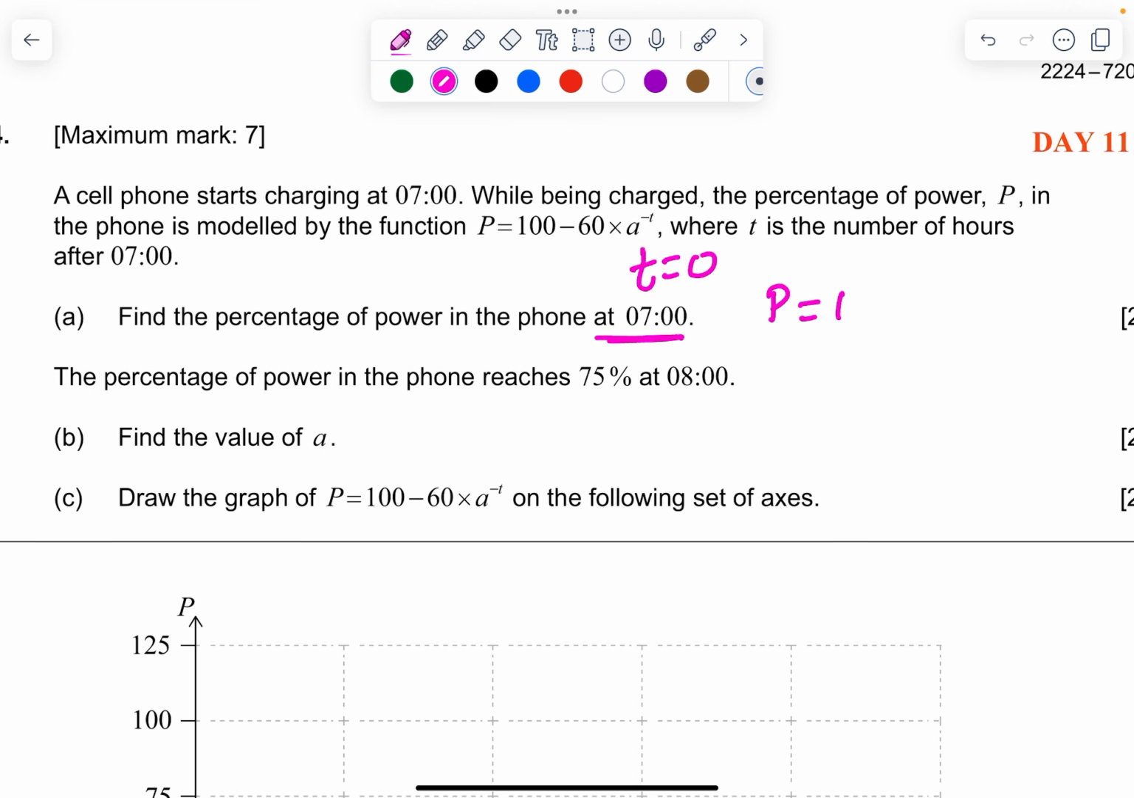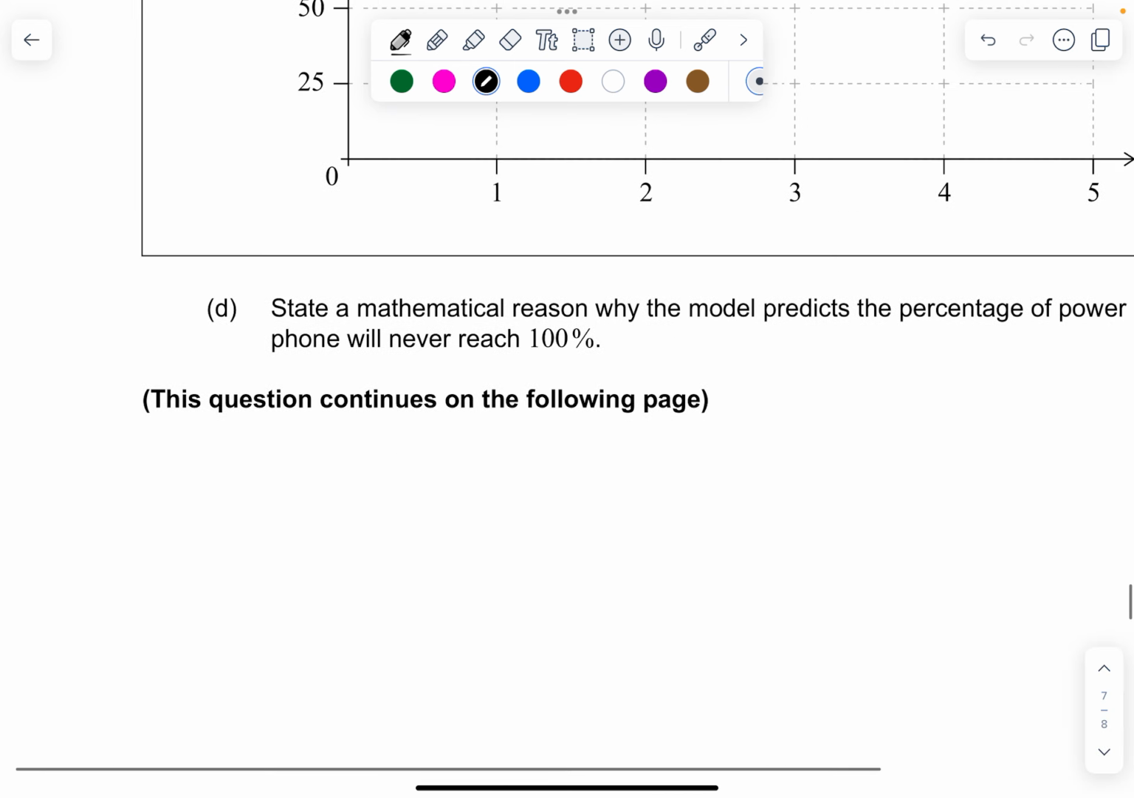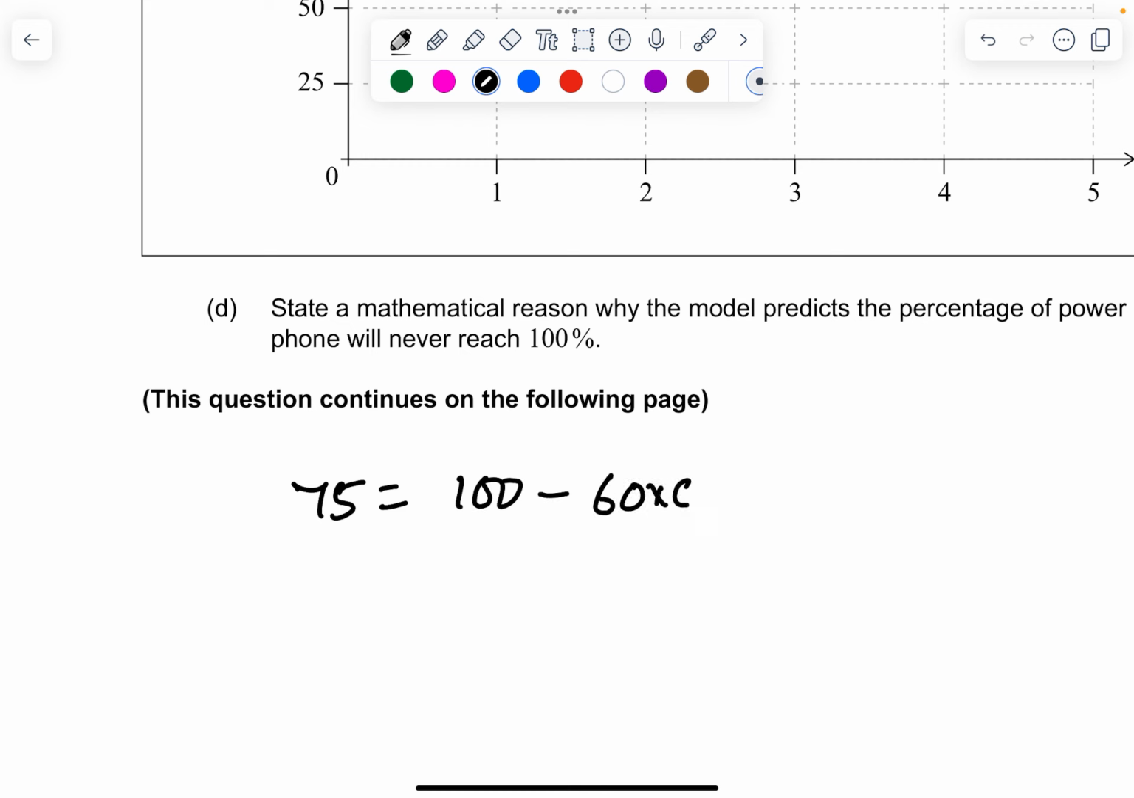So P equals 100 minus 60 times e to the power of 0, which is going to be nothing but how much? 40%. The percentage of power is 75% at 8 o'clock. Find the value of a. So 75 equals 100 minus 60 times a to the power of negative 1. Use the GDC, you should be able to get the a value as 2.4.